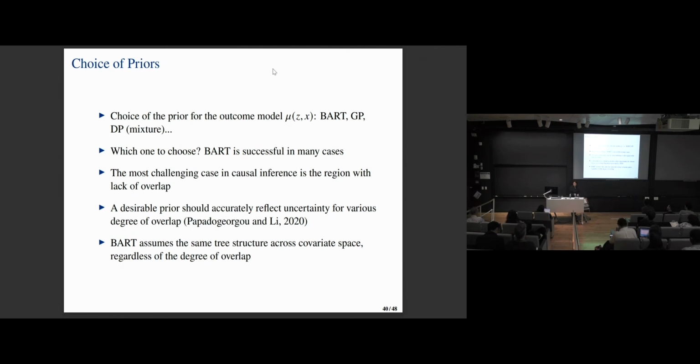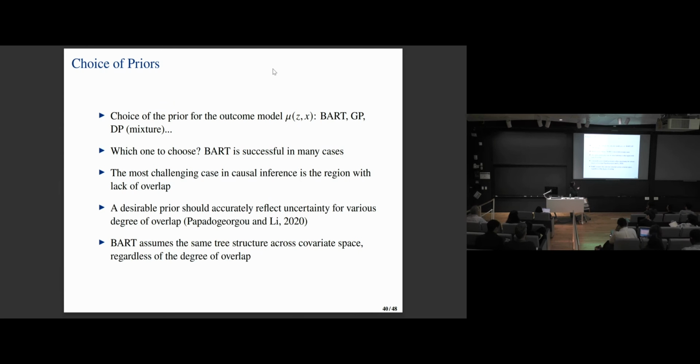You can just calculate y1 bar minus y0 bar. But what is really complicated in practice is when the treatment group and control group look different. So how does a Bayesian outcome approach take that into account? That's important. I would argue that a desirable prior should accurately reflect the uncertainty for various degrees of overlap. If I look at the data and find that the treatment group and control group are very different, in other words, they lack overlap or are not well balanced, then a good prior should adaptively let me know that in this region I have less information, and should give more uncertainty.